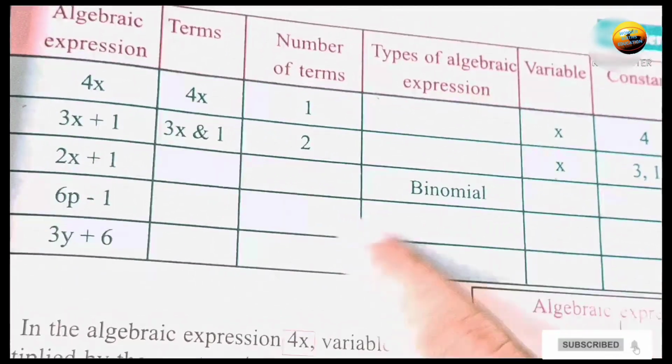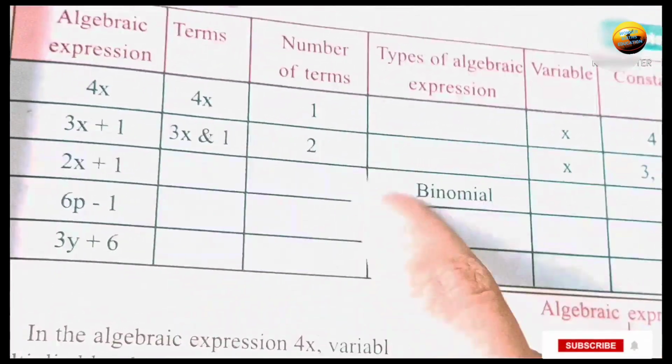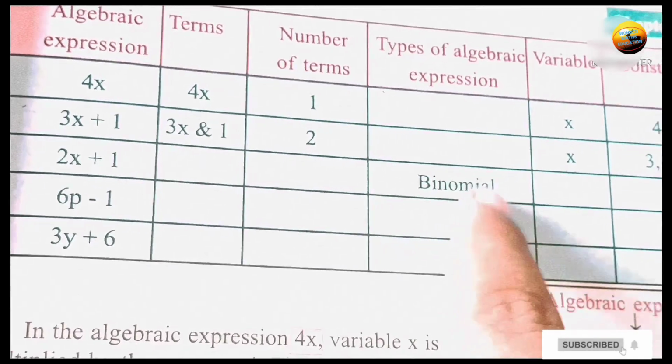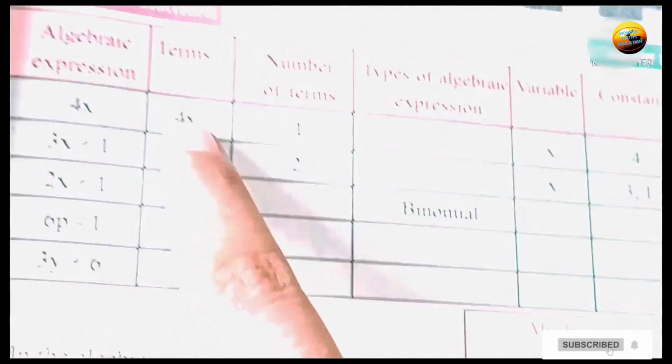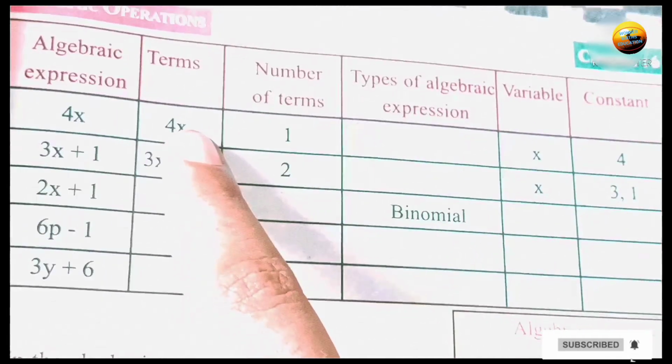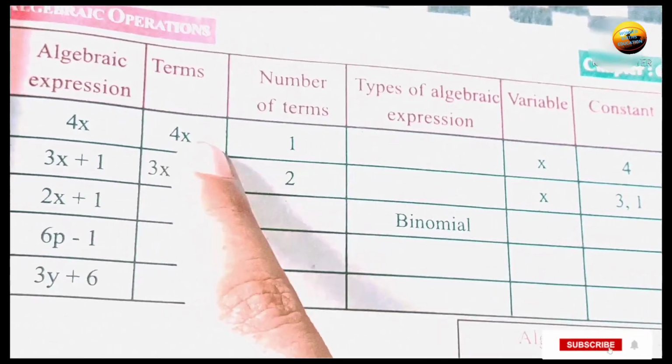I have said now that it will be binomial, because of the number of terms in the algebraic expression. And the variable means the variable. Here 4 is the constant part and x is the variable part. Variable part such as x, y and z.